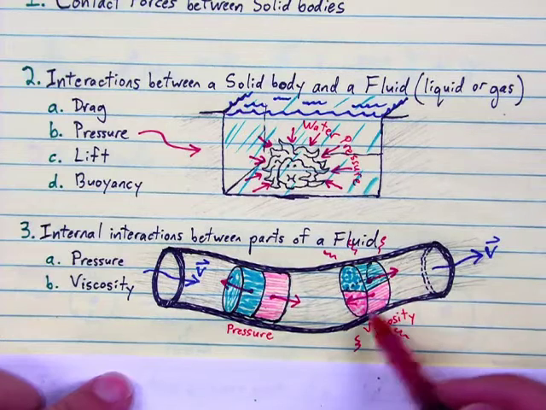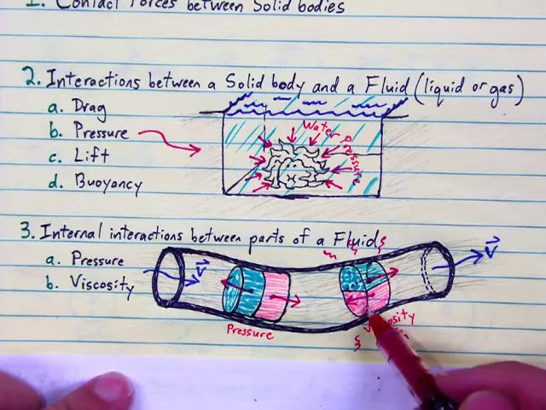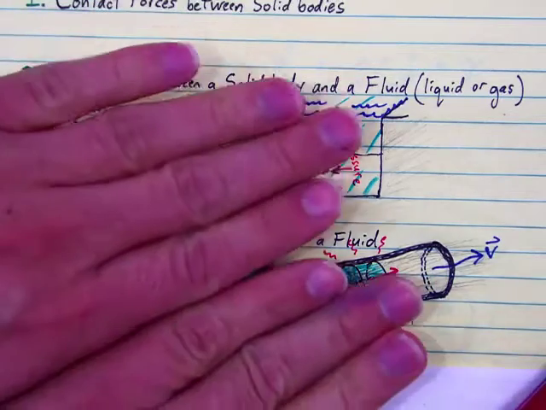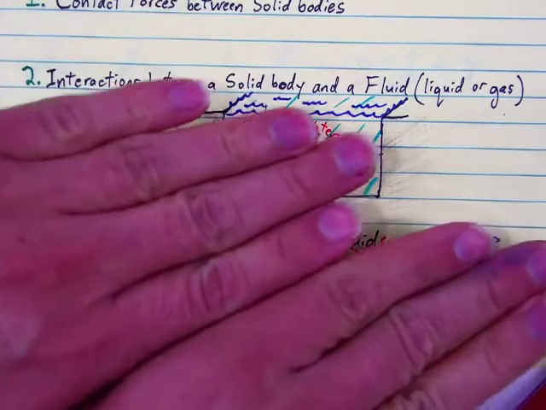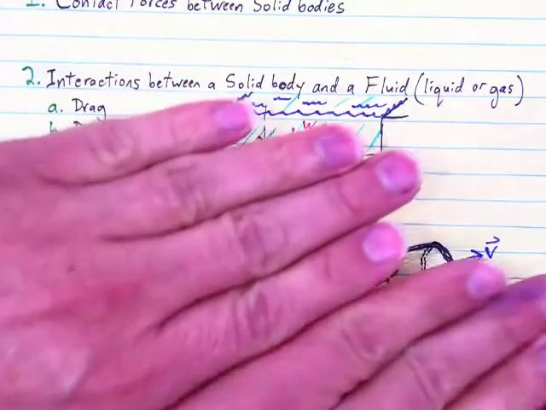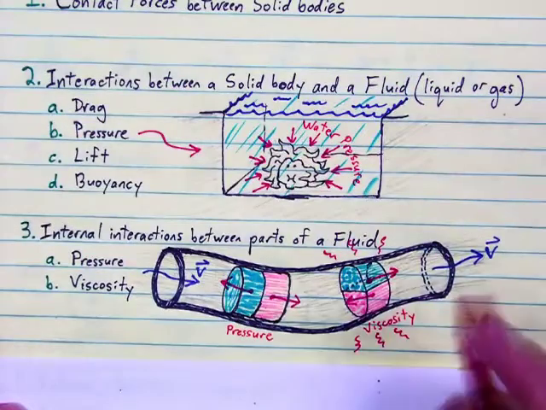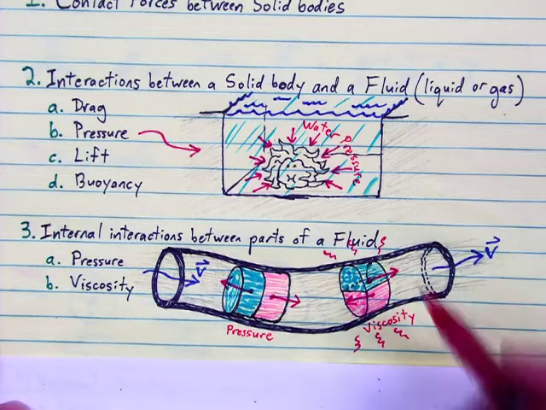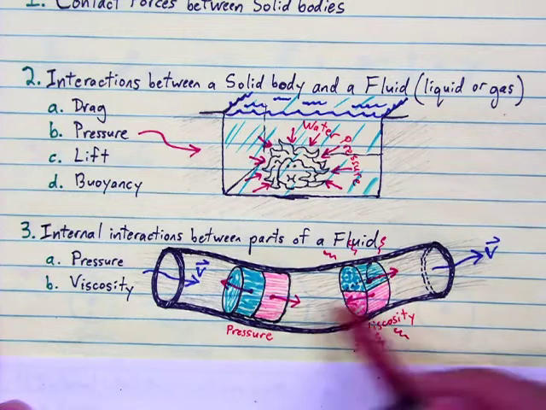Then over here, maybe if the pink starts to overtake the blue, this pink oil moves up this way faster, then those two neighboring parts of fluid could rub against each other like this, creating a kind of internal friction that we call viscosity. That's going to cause the fluid to heat up. So these are two main interactions we see inside a fluid itself.